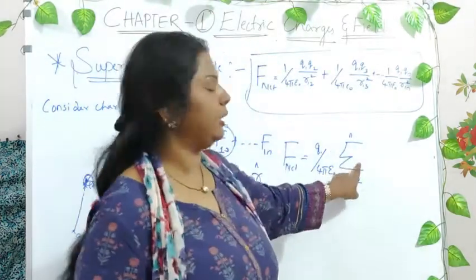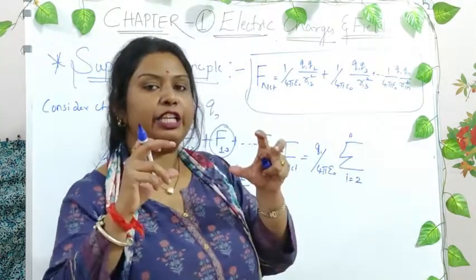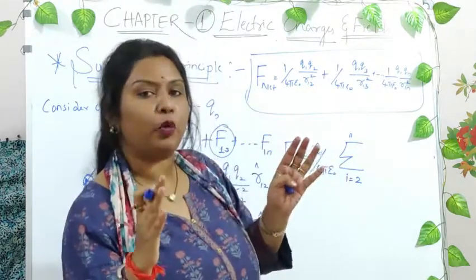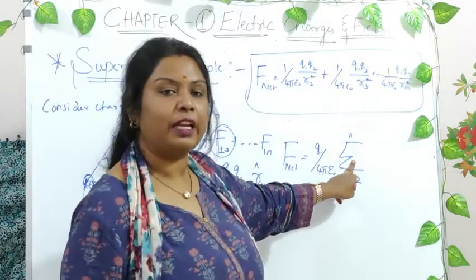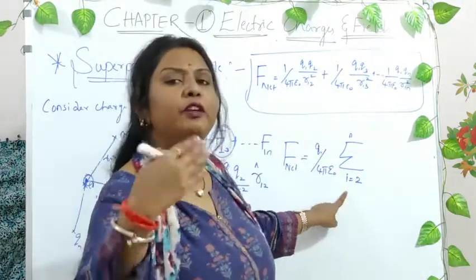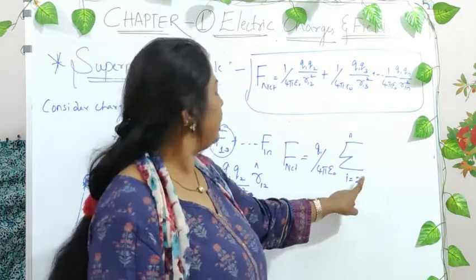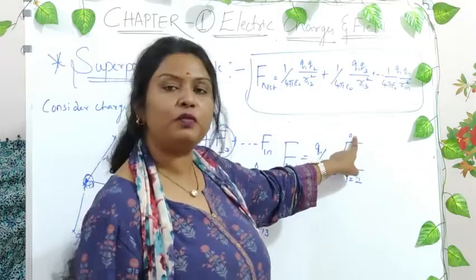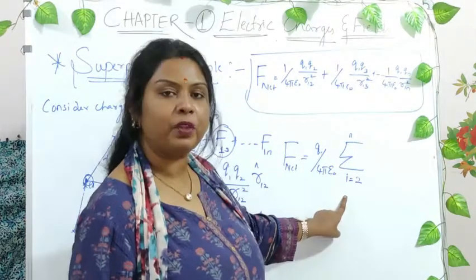When is this summation written? Whenever you have a range of some particular things, when you know the starting point and the end point, then you write this summation, right? Q1 is very common, it is fixed now. There can be many different types of charges around it. It can be the second charge, third charge, fourth charge, up to n charges. So it is written as a summation, right?